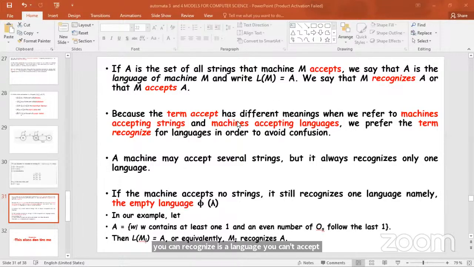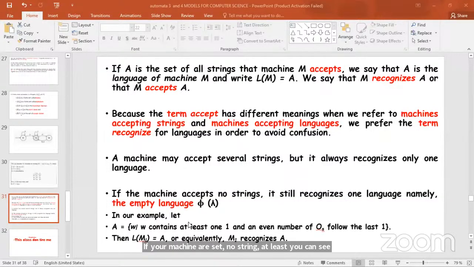Because the term accept has different meanings, we will refer to a machine accepting strings and a machine recognizing languages. We prefer the term recognize for language in order to avoid confusion. A machine may accept several strings, just as we tested for M1, but it always recognizes only one language. So language is a form of shorthand, a summary of all the strings that can be understood by that automaton. If a machine accepts no string, it can still accept the empty language.